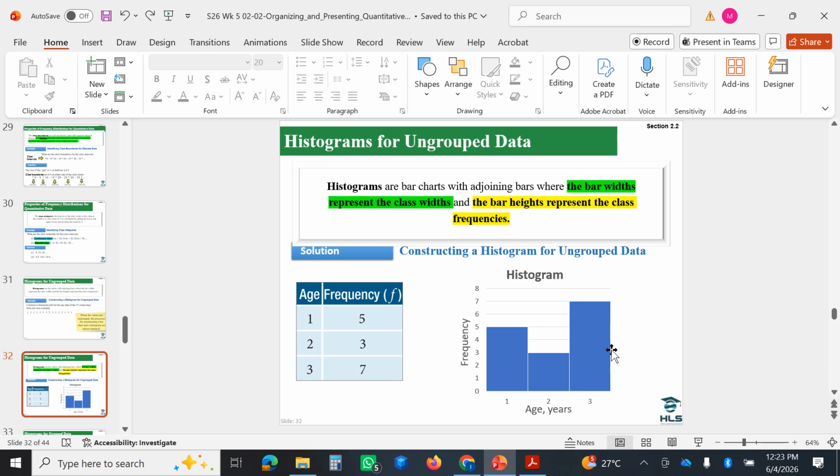Histograms will touch. And probably the toughest part is trying to figure out the scale. You've got to create your own scale. You've got to create everything so it representatively makes sense. So you see there, age 1 there are 5, age 2 there are 3, age 3 there are 7.